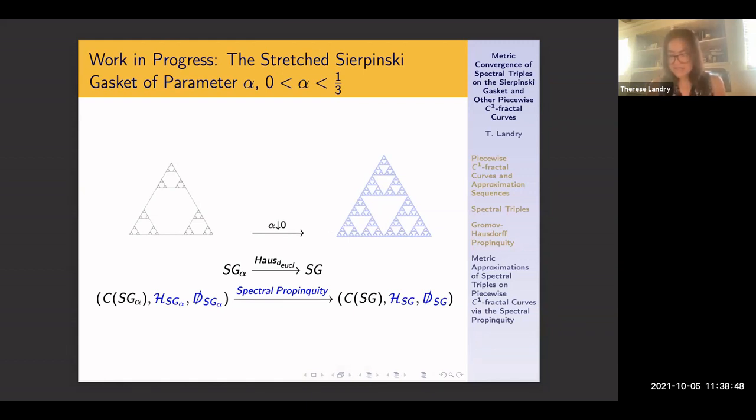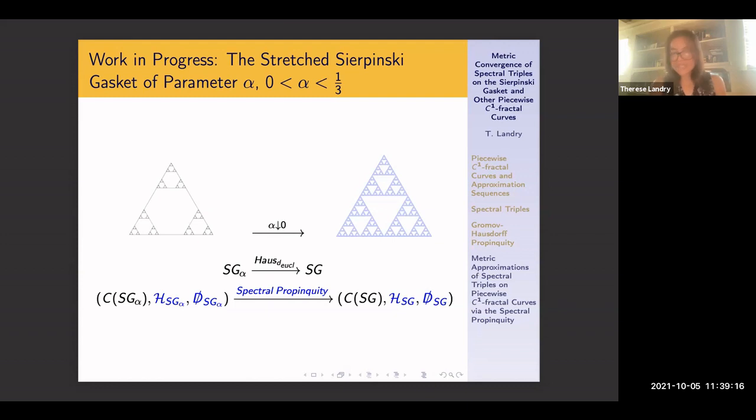And so it has been shown, that's in the literature, that for the Hausdorff distance, the stretched gasket converges to the Sierpinski gasket. So we have this more complicated example that, for the Hausdorff distance, can be shown to be a sort of relaxation of the Sierpinski gasket.